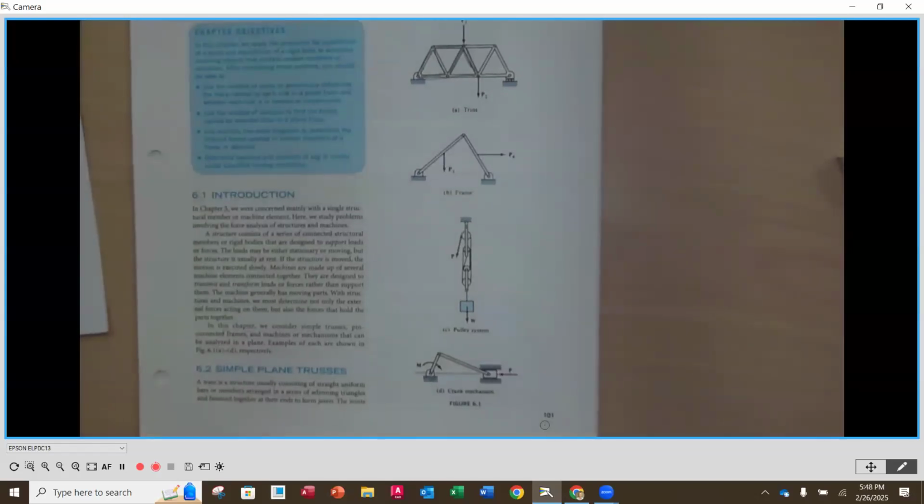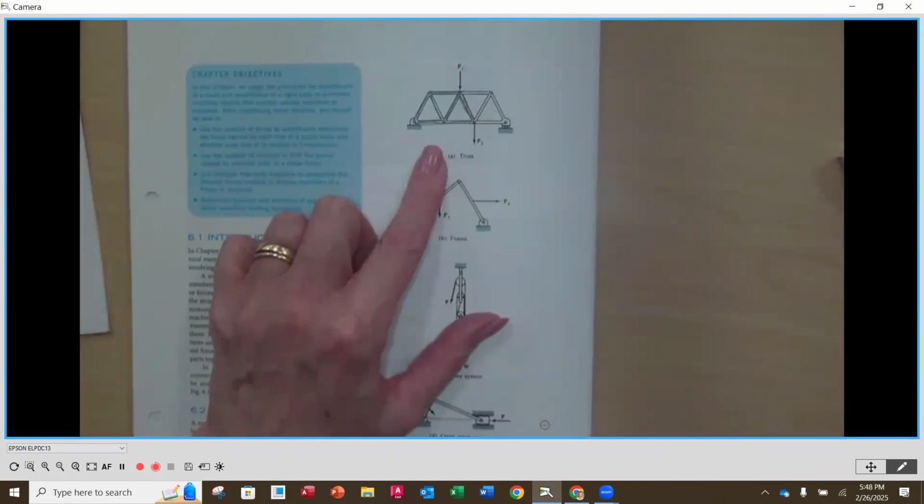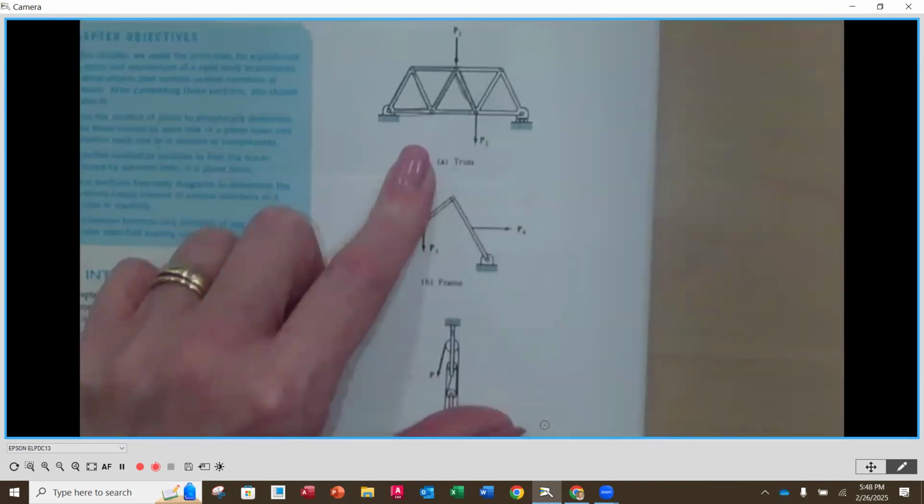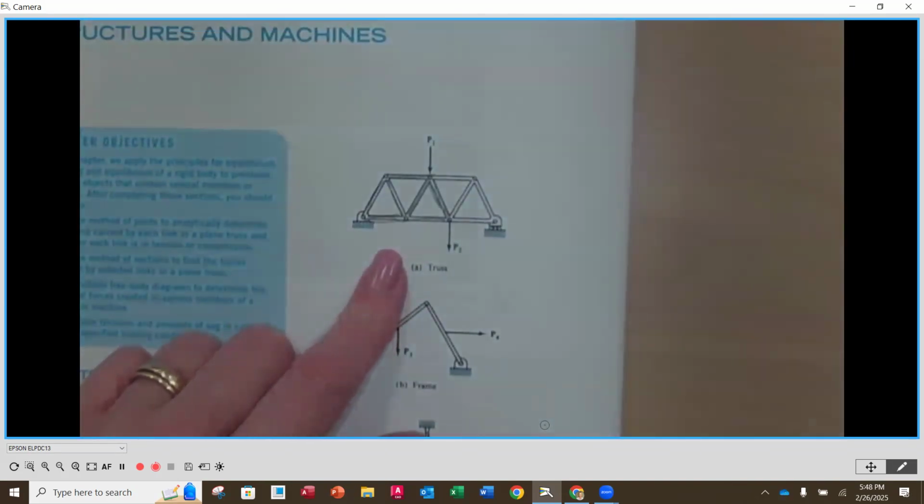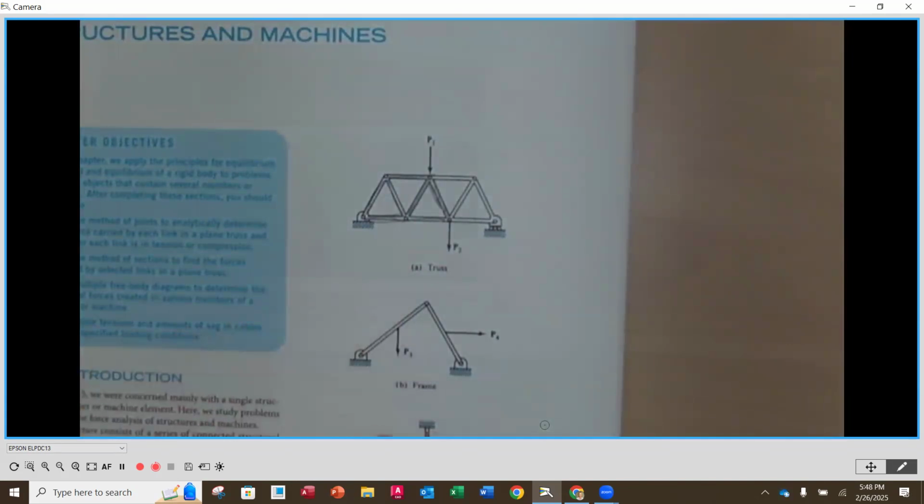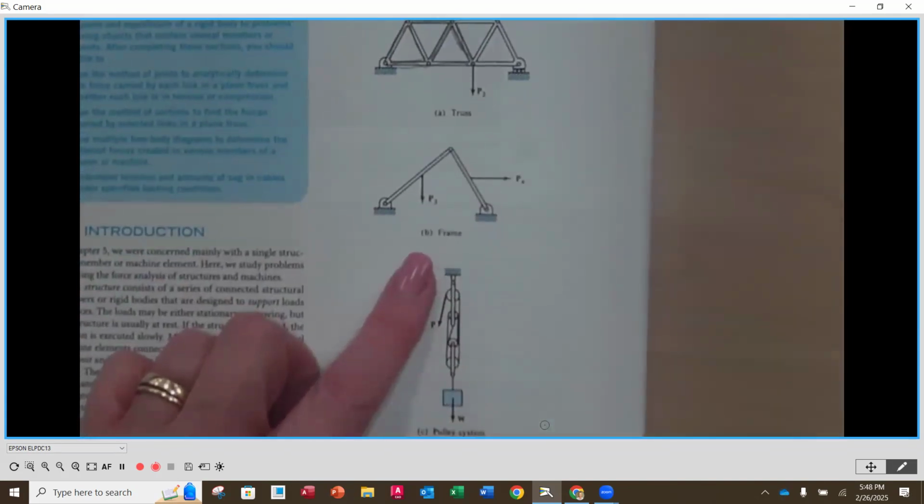Now, as we look at the beginning of the chapter here on page 101, figure 6.1 shows us an example of each one of these types of structures. So the first one here is going to be our truss. We'll talk about examples of trusses, but I'm sure you've seen them. Bridges are a classic example and an application of a truss. Building supports are going to be a classic example.